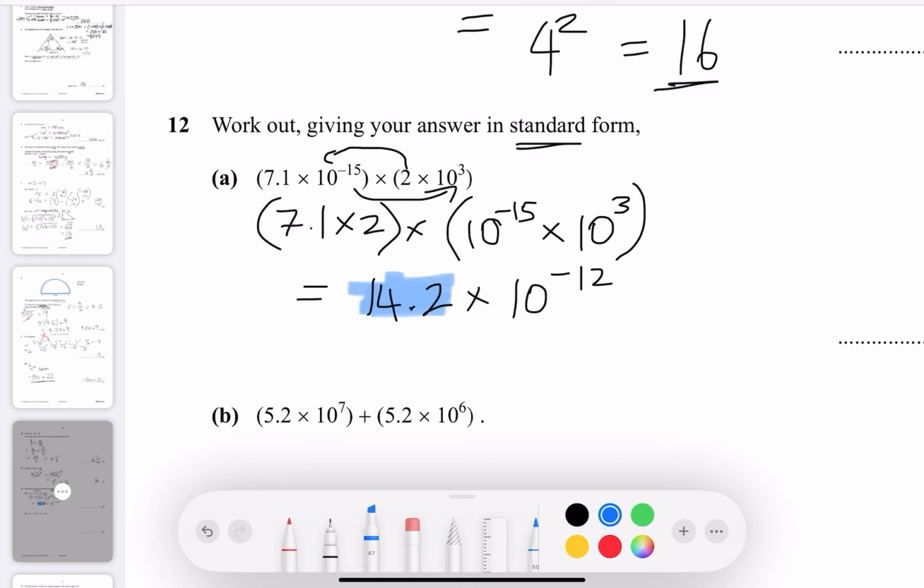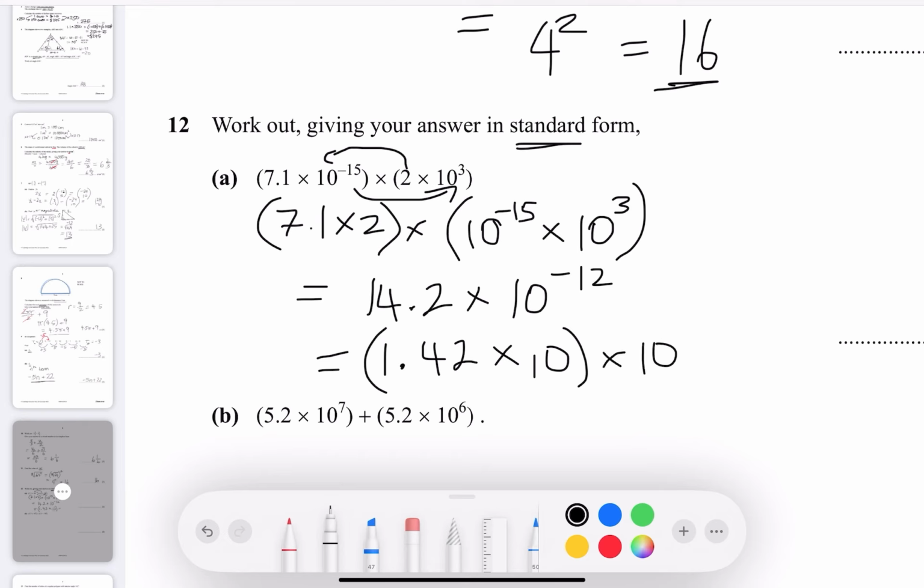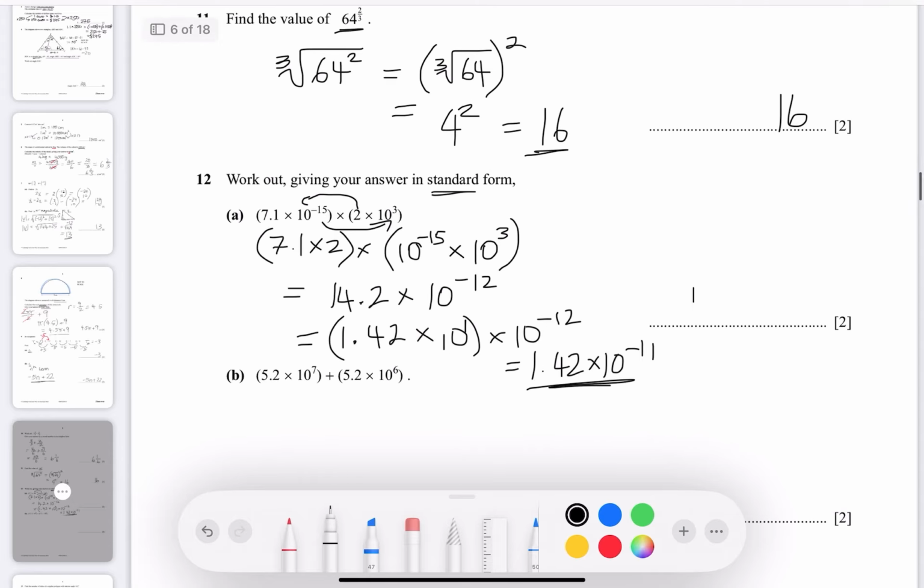So 14.2 is too large. So what we do is we do it like this: 1.42 times 10, because remember, 1.42 times 10 is just 14.2 times 10 to the power of negative 12. And now again, we have another pair of indices, which we can deal with by just adding. Remember, 10 is 10 to the power of 1. So this is 1.42 times 10 to the power of negative 11. And that's our answer for that one.